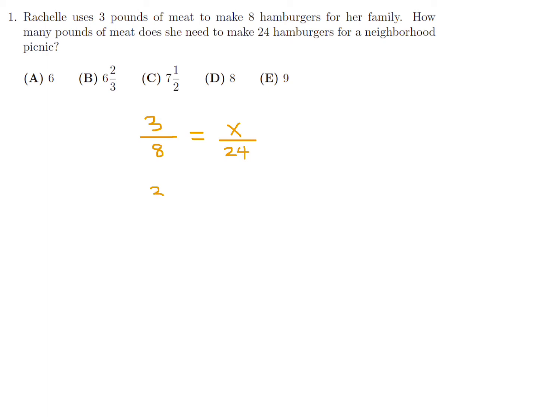So cross multiply, you get 3 times 24 is equal to 8x, and therefore x is equal to 3 times 24 divided by 8, and that's going to be 3 times 3, which is equal to 9. So she needs 9 pounds of meat to make 24 hamburgers, and therefore number 1, the answer is E.